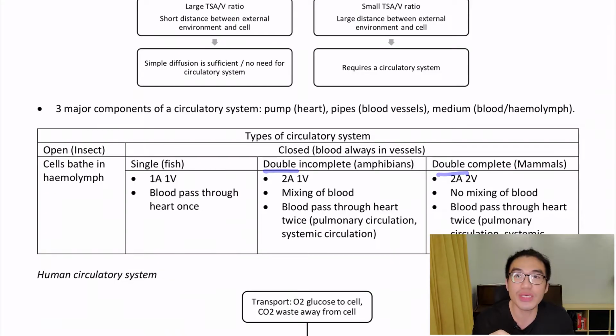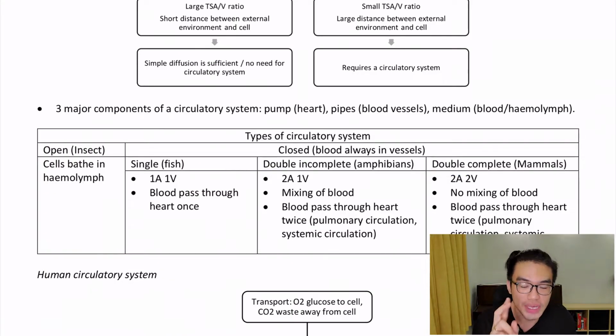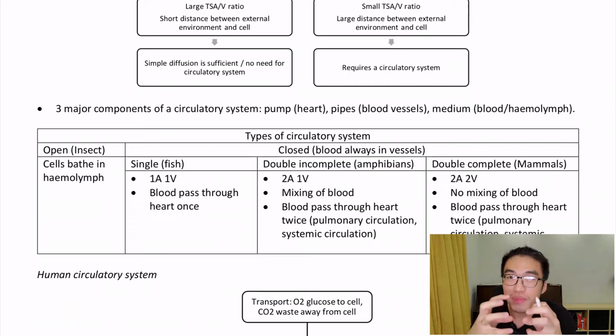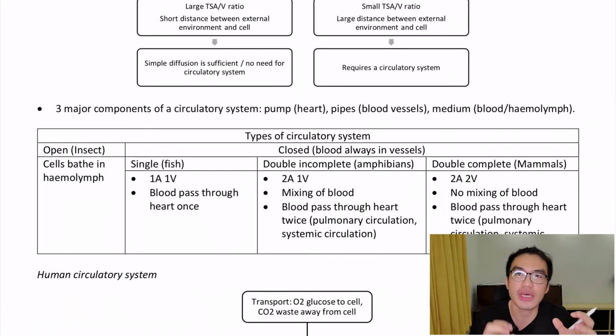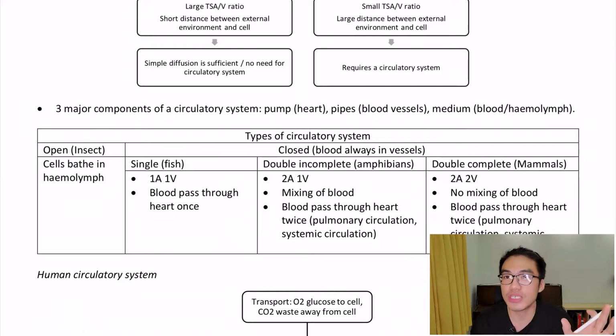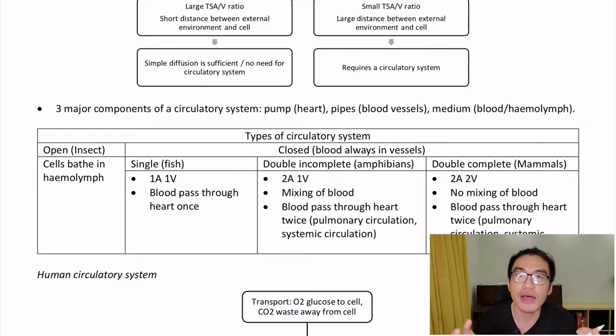We have a single system in fish, which means the blood passes through the heart once. A double system means the blood passes through the heart twice. Incomplete means there is mixing of deoxygenated and oxygenated blood, making it not very efficient. Complete means there's a separation between oxygenated and deoxygenated blood, making it very efficient, for example in mammals.